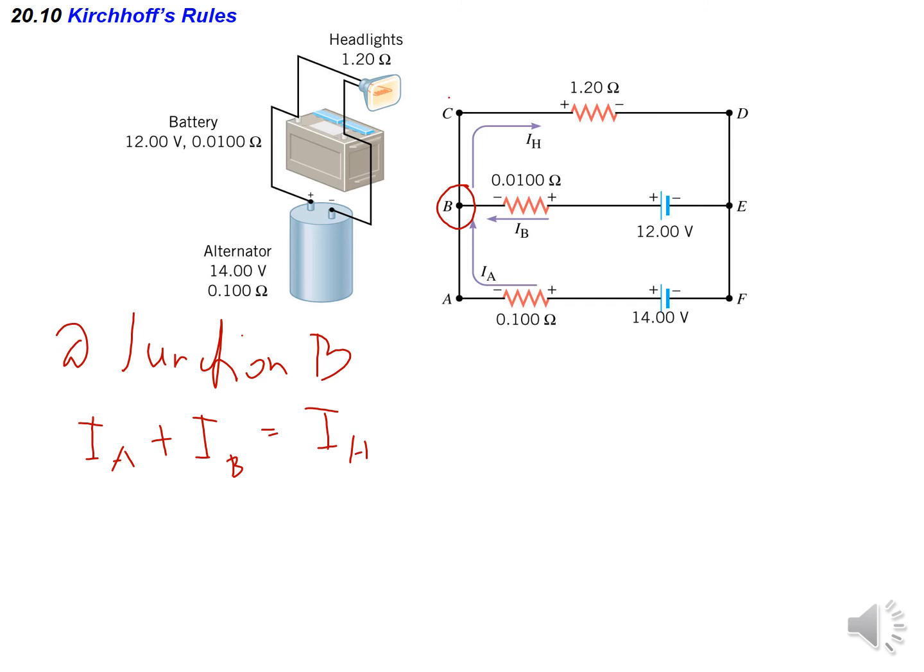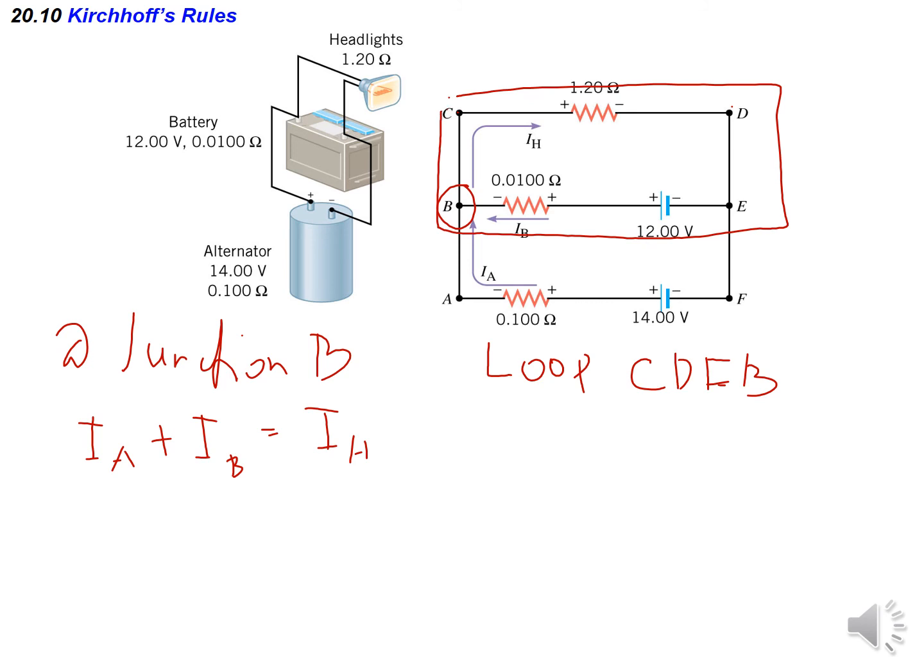Now after that, using the junction rule, we still cannot solve the value of the currents IA, IB, and IH. So we need to proceed with the loop rule. For the loop rule, we can set two loops here. The first loop is CDEB. So here is the first loop, CDEB. Let's say the direction is clockwise.